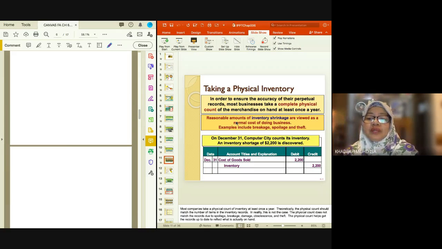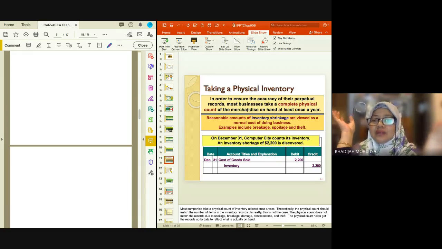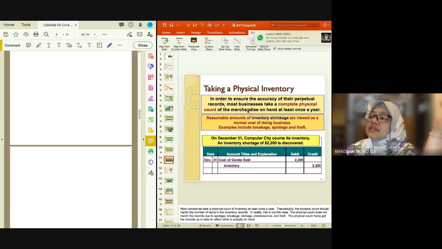This could be because of what we call inventory shrinkage. For example, there is breakage, there is theft, or some of it has spoilage or damages. So all this is a normal business expense. So say the account shows 1,000, but when you do stock take, the total value of your inventory is only 900. So there is a difference of how much? 100.